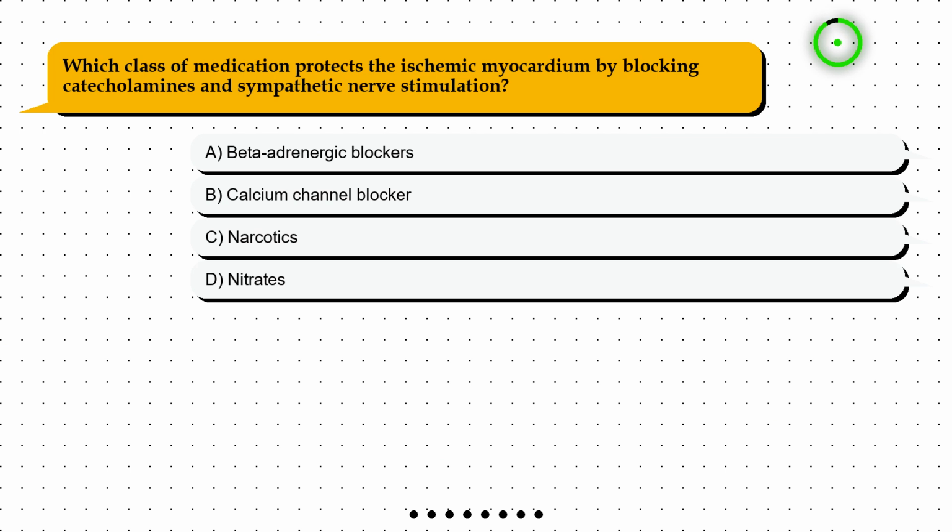Question 4. Which class of medication protects the ischemic myocardium by blocking catecholamines and sympathetic nerve stimulation? Option A, beta-adrenergic blockers. Option B, calcium channel blocker. Option C, narcotics. Option D, nitrates.